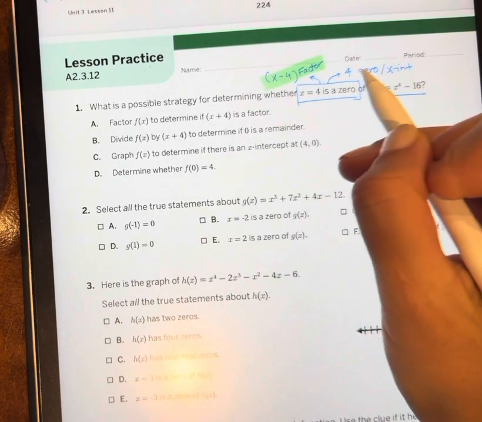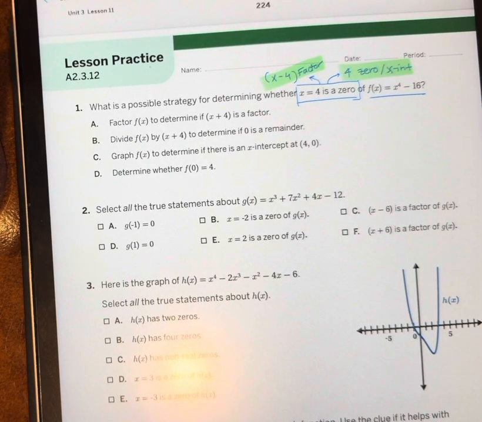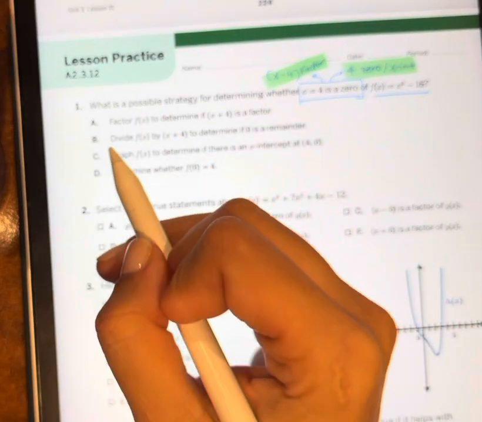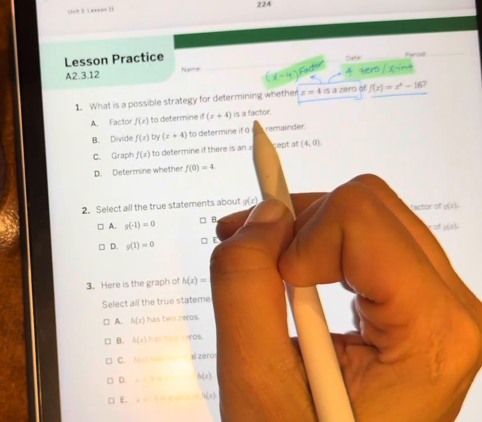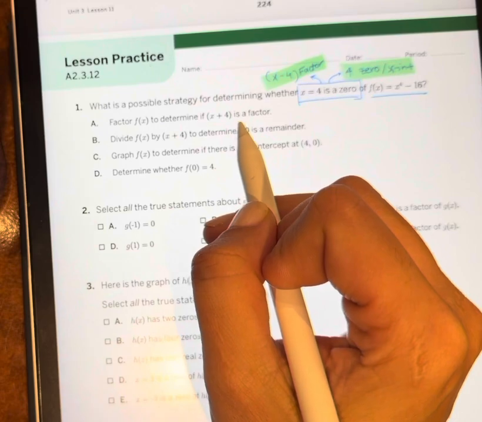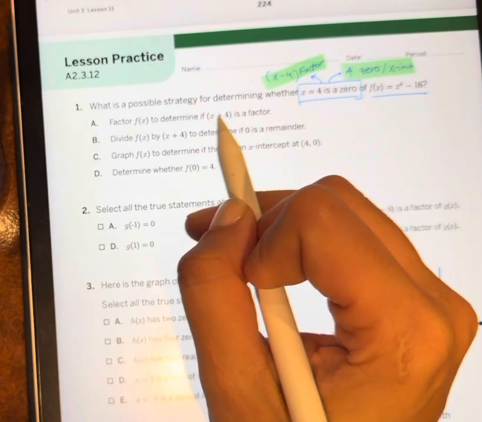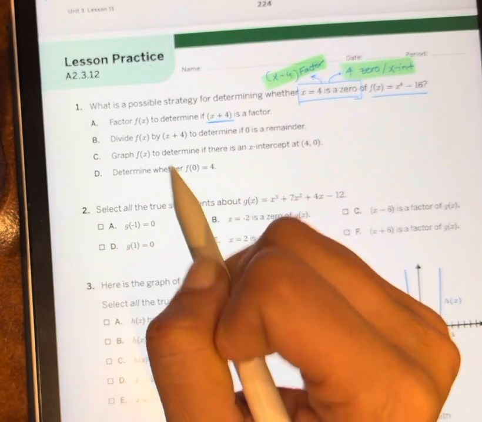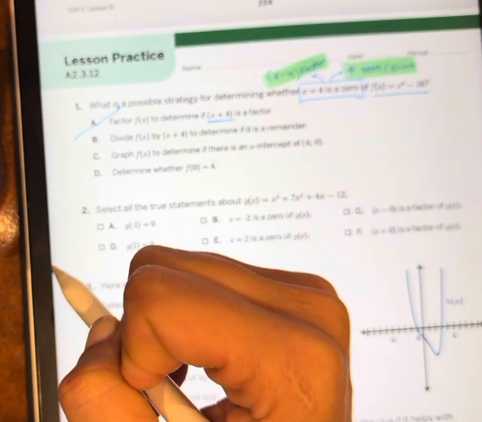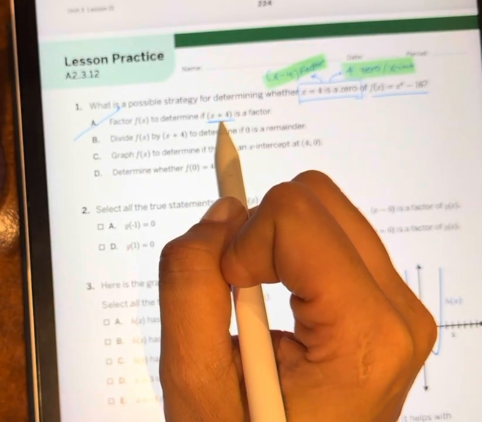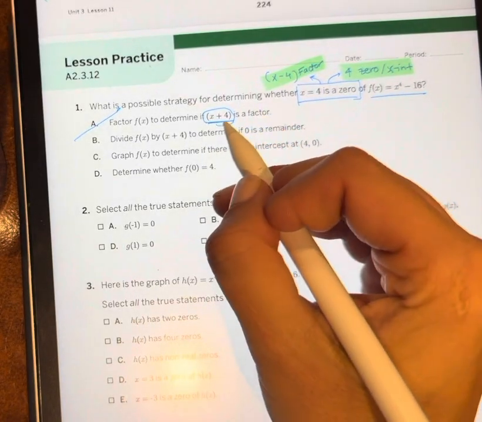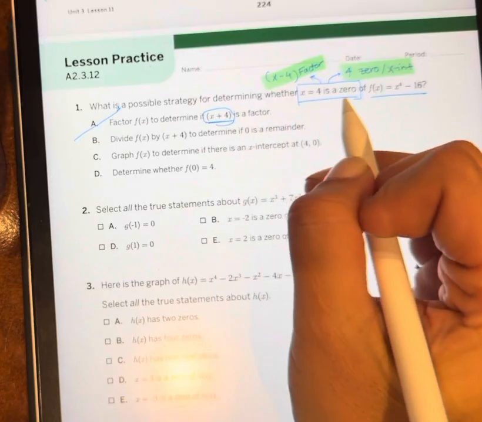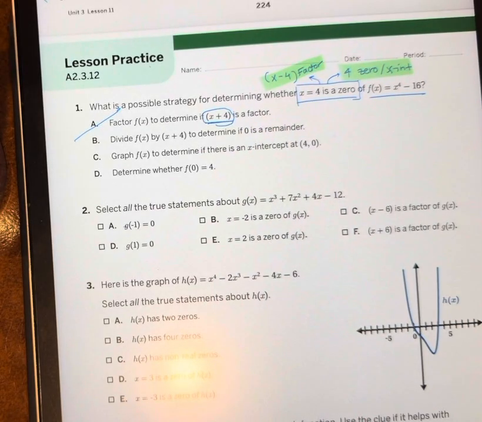Step 1, before we get started, don't let them get you. Okay, so number 1, factor f of x to see if x plus 4 is a factor. This strategy would be good if they had said x minus 4. All right, this would be a good strategy if they had chosen the correct thing as a factor. Seeing if x plus 4 is a factor tells us if negative 4 is a 0. So that's no good.